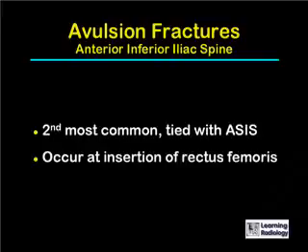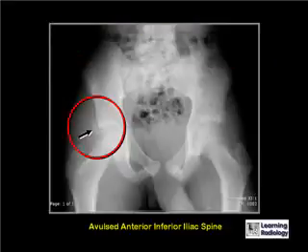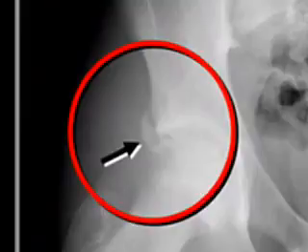Avulsion fractures of the anterior inferior iliac spine comprise the second most common type of athletic avulsion fractures of the pelvis, tied with fractures of the anterior superior iliac spine. They occur at the insertion of the rectus femoris. This is an example of an avulsion of the anterior inferior iliac spine. The black arrow is pointing to the avulsed fragment.